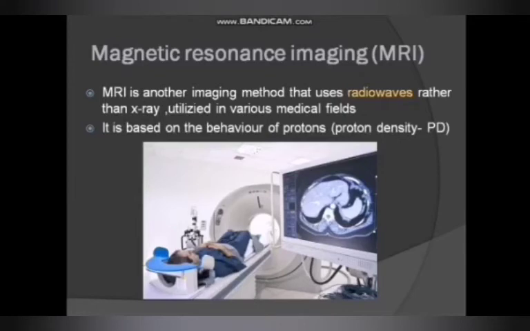Magnetic resonance imaging, or MRI. MRI is another imaging method that uses radio waves rather than X-ray. It's utilized in various medical fields, but in dental application it has little use. It's mostly aimed at imaging soft tissues, TMJ morphology and function. It's based on the behavior of protons, which are positively charged nuclear particles in a magnetic field. It's the hydrogen protons, which is called the proton density, which creates the MR image.